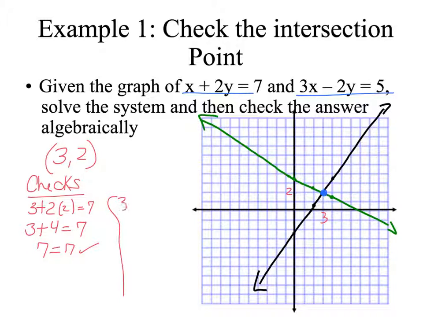Second equation, 3 times 3 plus negative 2 times 2 needs to give me 5. 9 plus negative 4 needs to give me 5. 5 equals 5. And my answer checks. Your answer has to check in both equations. If the answer doesn't check in both, then it's not an accurate answer. And there are answers, or possible answers, that would check in one equation but not in the other.